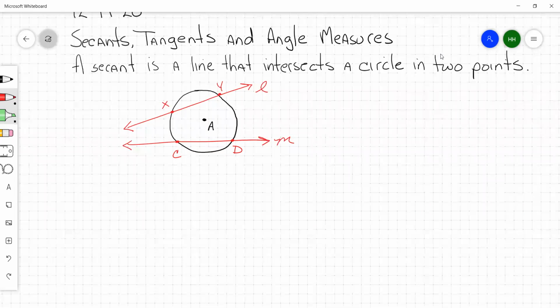All right, so now we've got a rule related to secants and chords. If 2 secants or chords intersect in the interior of a circle.